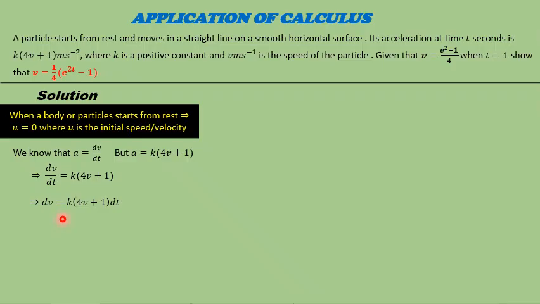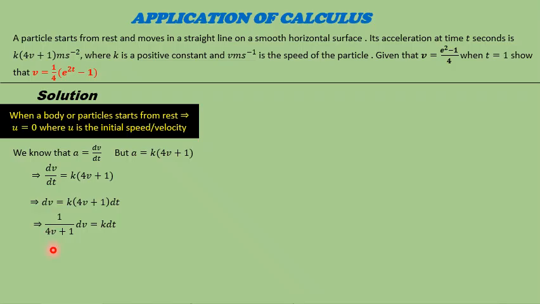To bring 4v + 1 to the other side, we divide all through by 4v + 1. At the end of the day, I'm going to have 1 divided by 4v + 1 times dv, or dv divided by 4v + 1, equals k dt. I'll be left with k here, because the 4v + 1 in the denominator cancels the 4v + 1 in the numerator.